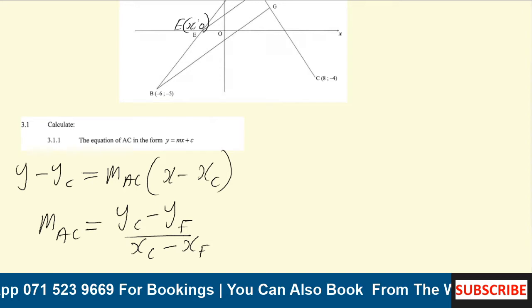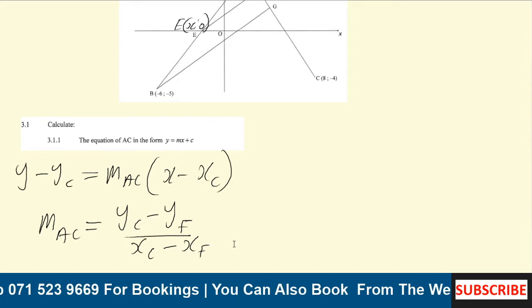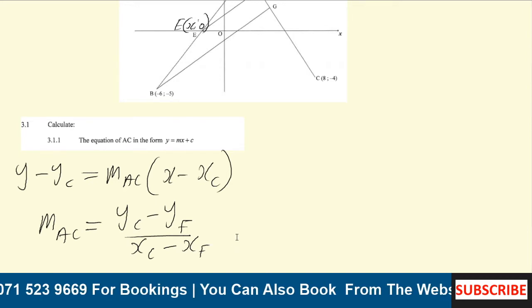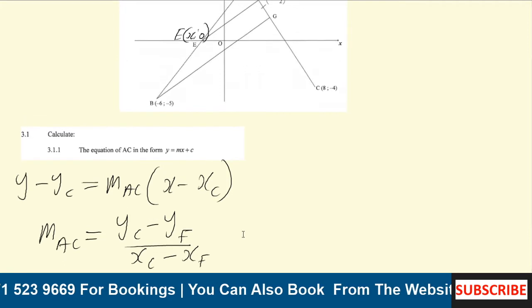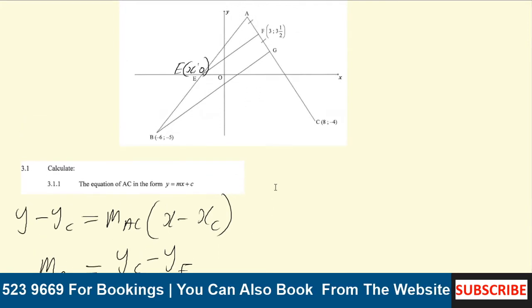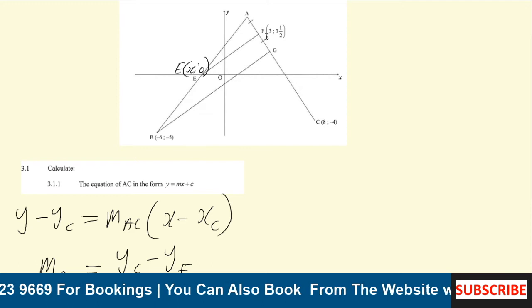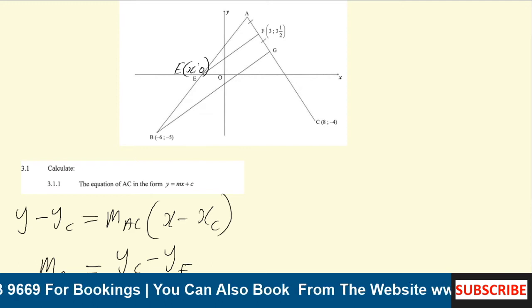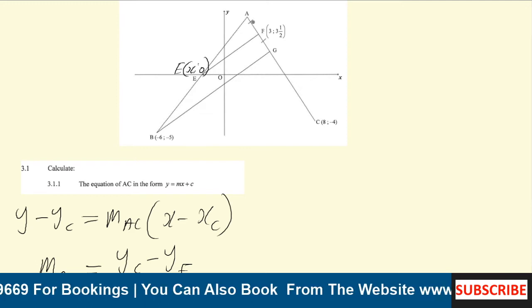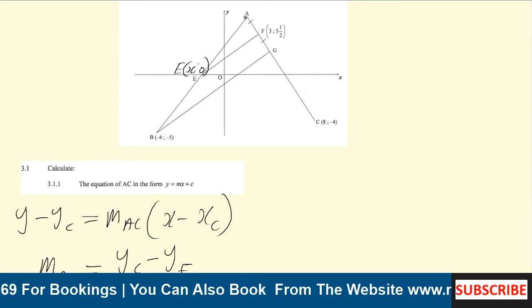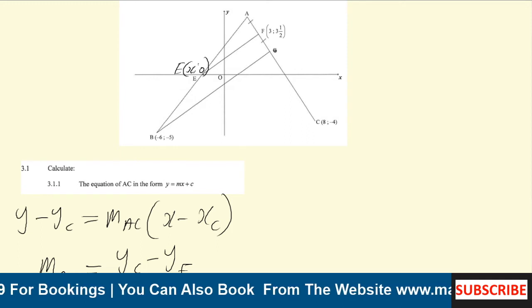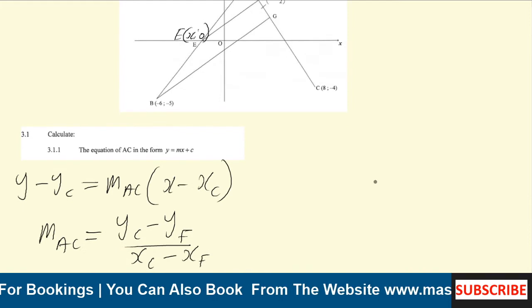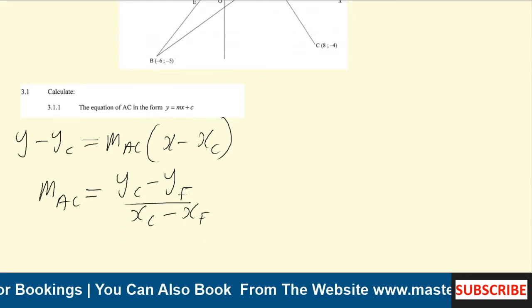The reason why I'm not using the coordinates of A, and I'm using the coordinates of F, is because we're not given the coordinates of A, so I can't use it. But point F on the diagram is along the line AC, therefore I can use it. I can use any points. Even if I had the coordinates of G, I would definitely use them. My answer would still be correct.